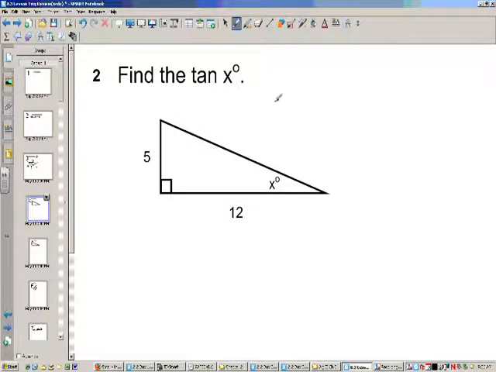The tangent of x, this is the opposite of x. This is the adjacent, and this would be the hypotenuse. So the tangent is opposite over adjacent, or 5 over 12.